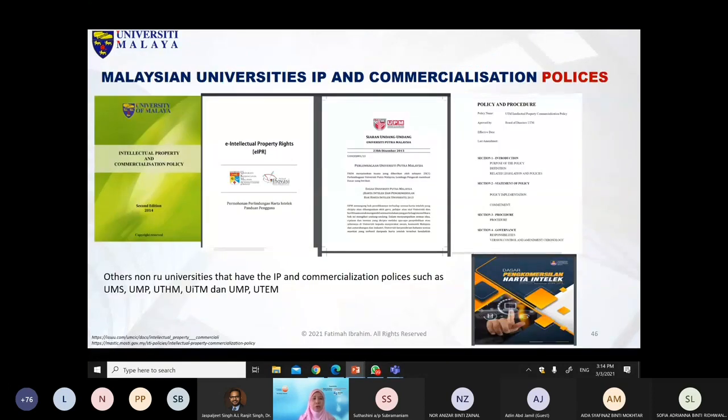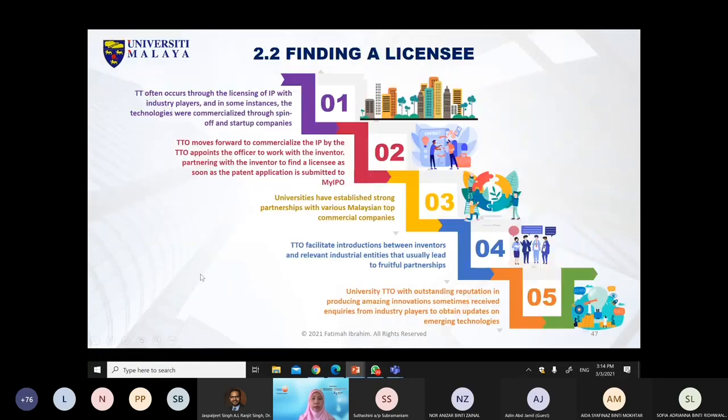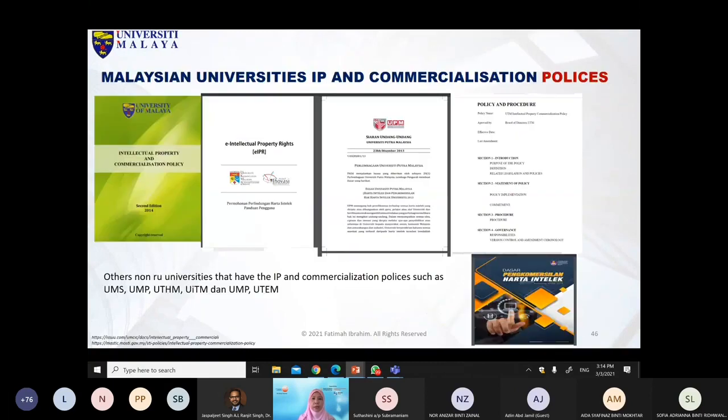And this is the one that I want to share with you, the Malaysian university IP and commercialization policy in place. Most of the RU universities already have the policy in place. So this is University Malaya IP policy. This is UKM, UPM, UTM. And not forgetting the non-RU universities also. When I did my research, I realized that there are many non-RU universities that have their IP and commercialization policy in place, such as Universiti Malaysia Sabah, Universiti Malaysia Pahang, UTHM, UiTM, UMP, and UTeM, and a few private universities. But for private universities, I couldn't find much. So we are still lacking in the private universities.